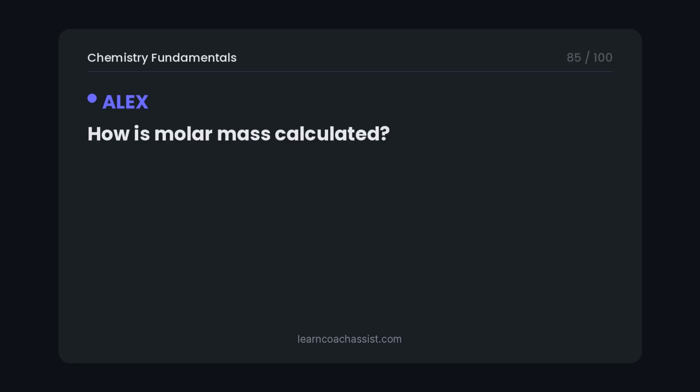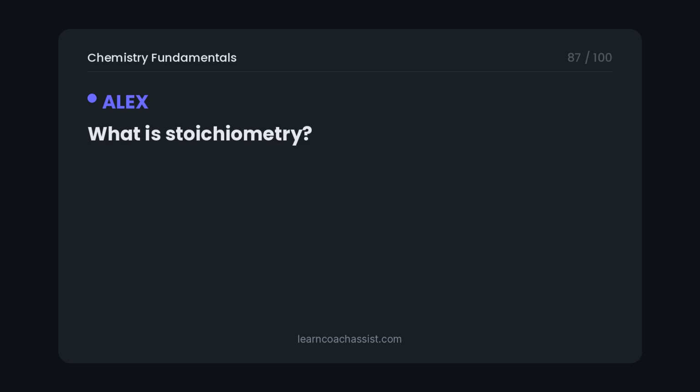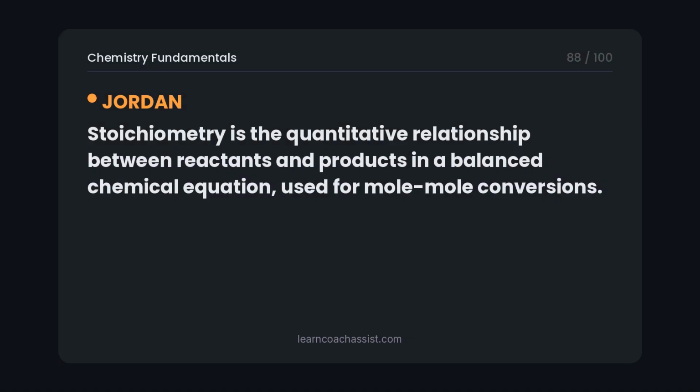How is molar mass calculated? Molar mass is the mass of 1 mole of a substance in grams, calculated by summing atomic masses of elements in the formula. What is stoichiometry? Stoichiometry is the quantitative relationship between reactants and products in a balanced chemical equation, used for mole-mole conversions.